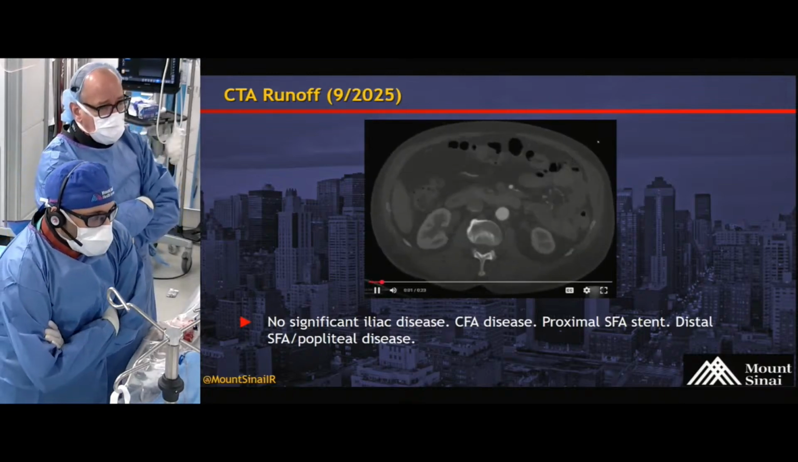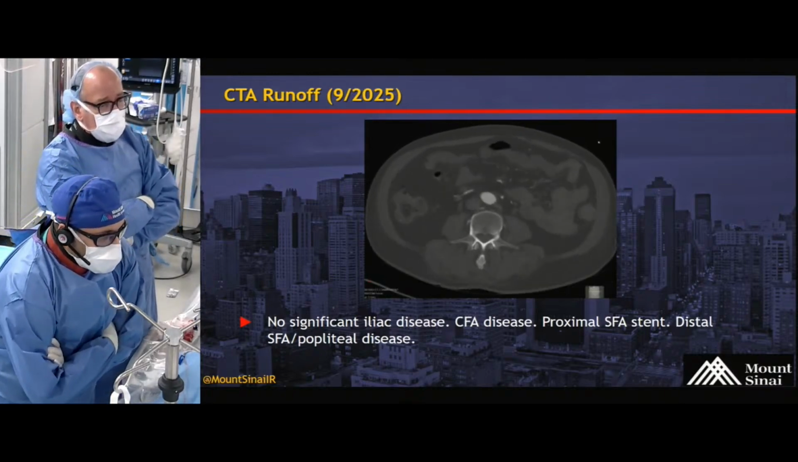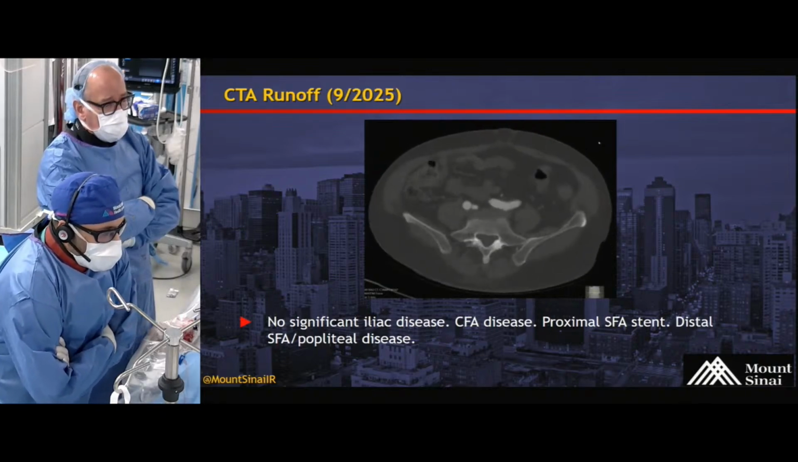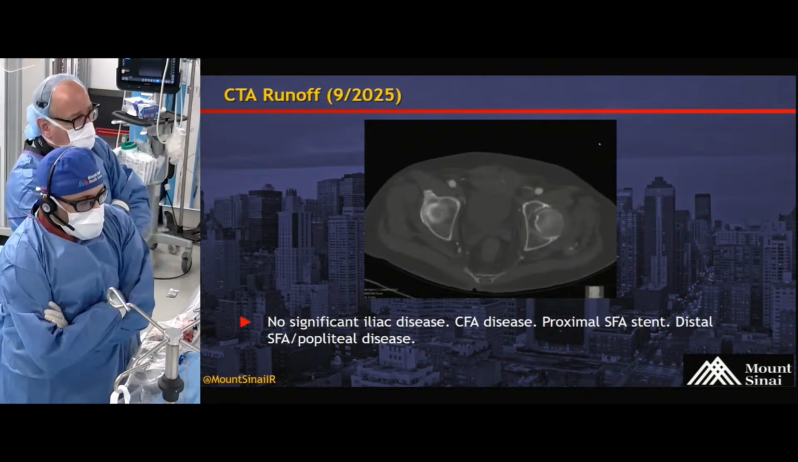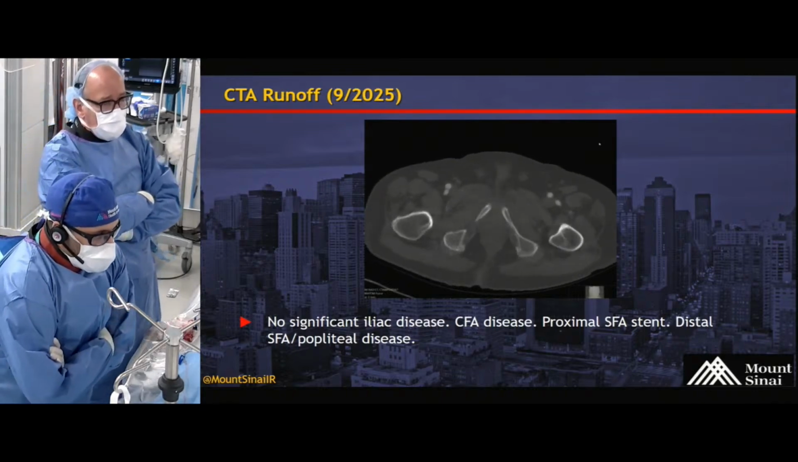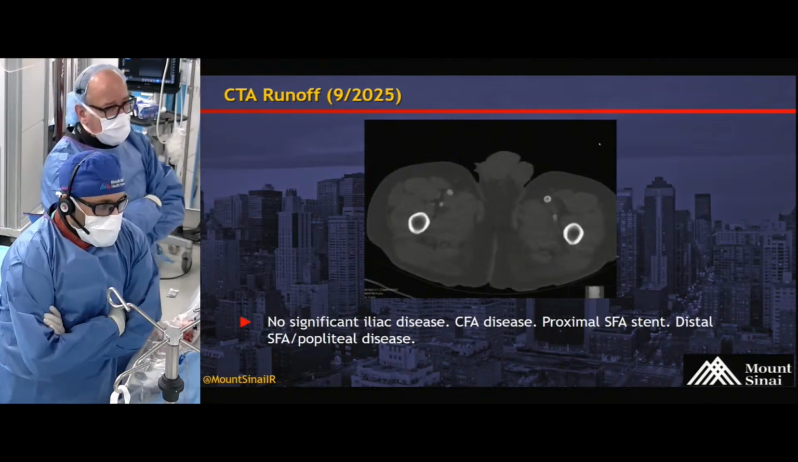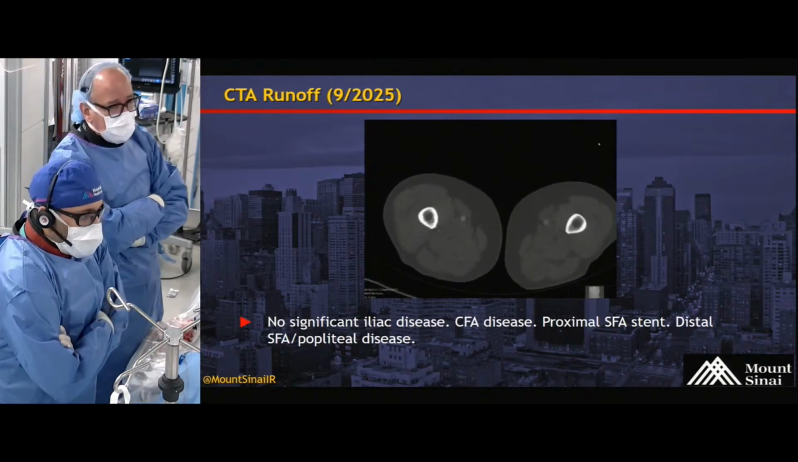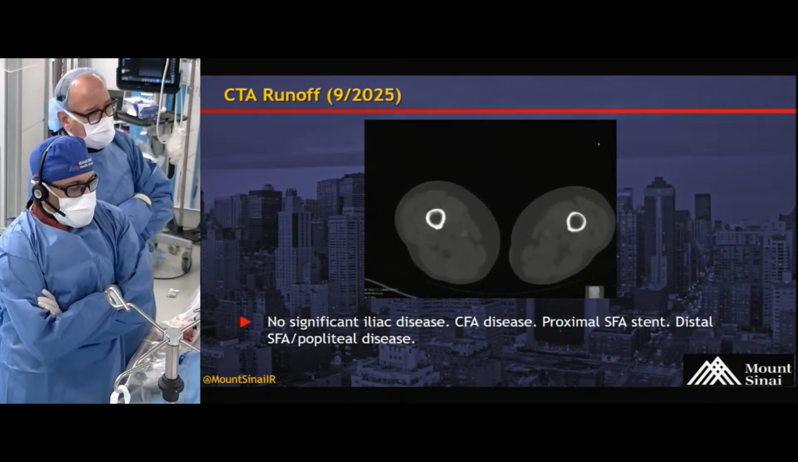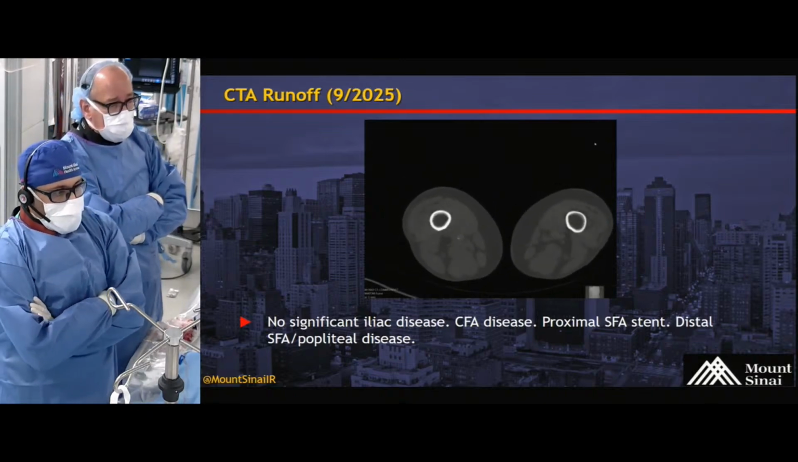You can play the video. So if we pay attention to the left here, we can see on the left side, there's no significant iliac disease. He does have some degree of CFA disease, and there is a proximal SFA stent here, which the patient does not recall having been placed. Distally, there is some SFA and popliteal disease as well. And on the next slide, we'll show the distal runoff. Next slide.